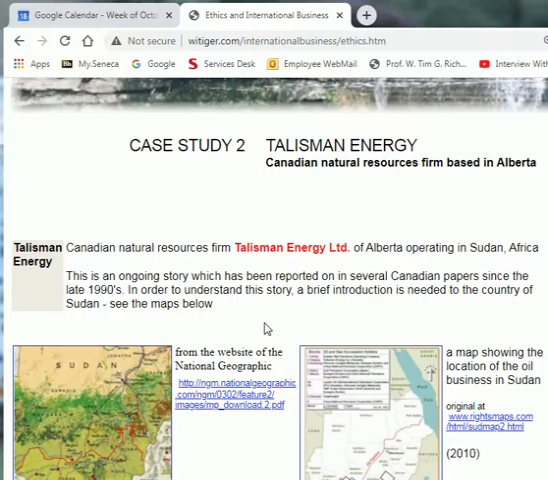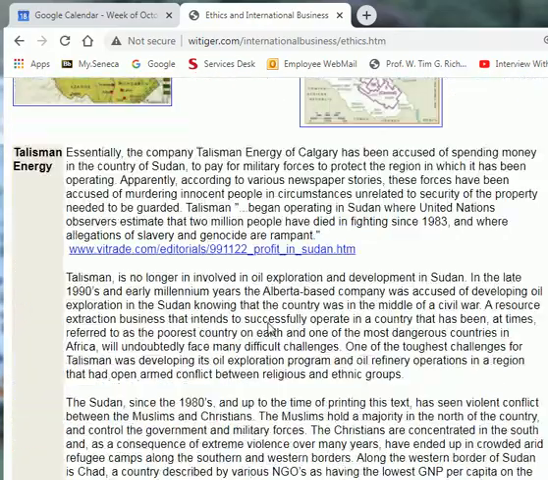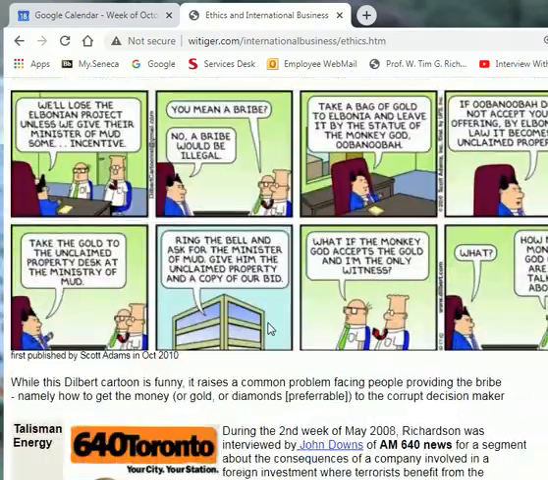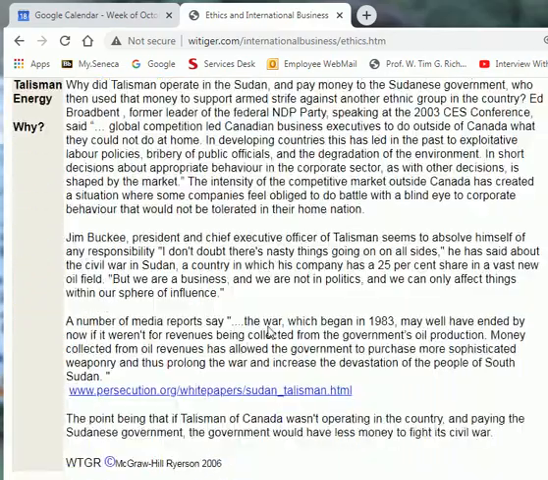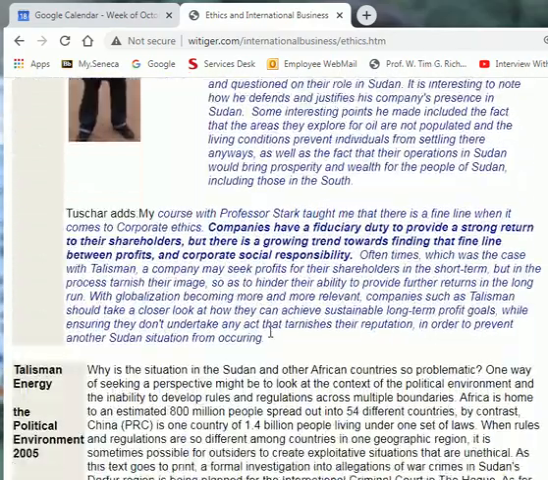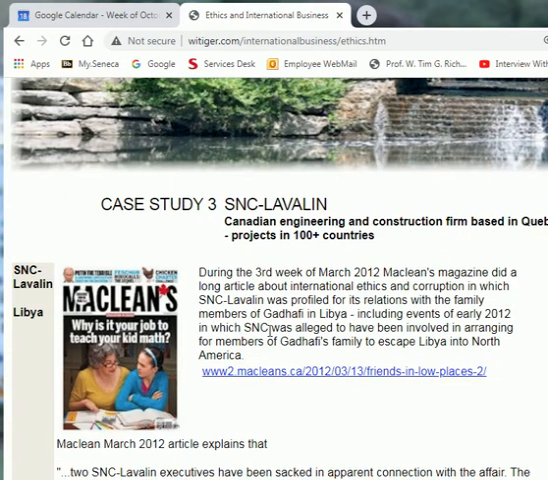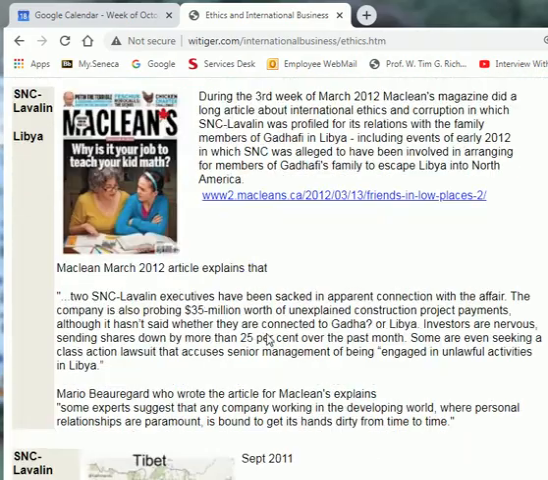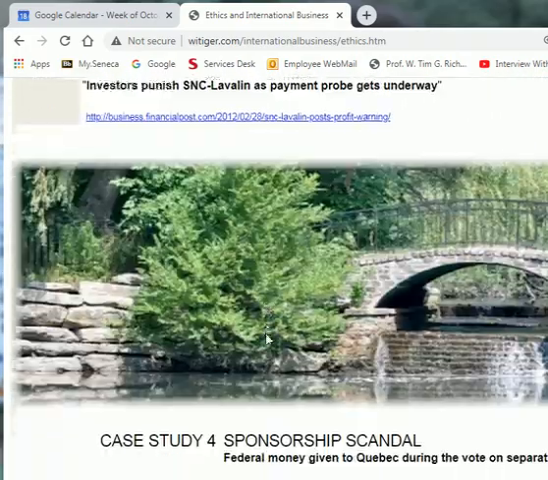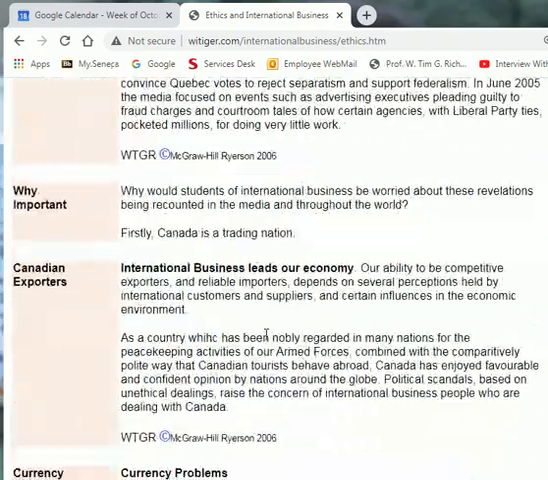This one here is about Talisman Energy operating in Sudan, North Africa region, an oil project. A very, very bad situation there, which led to war and many people dying. Then there's a country of Canada involved in SNC Lavalin, a Canadian engineering construction project that involved a bribery situation. And also the sponsorship scandal.